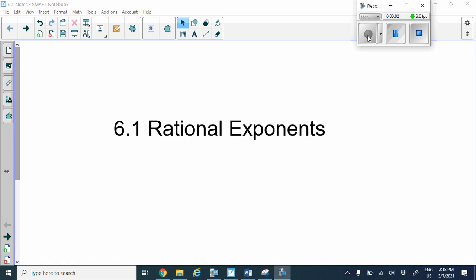Hey guys, so here's the notes for 6.1. We're going to be talking about radicals and rational exponents.